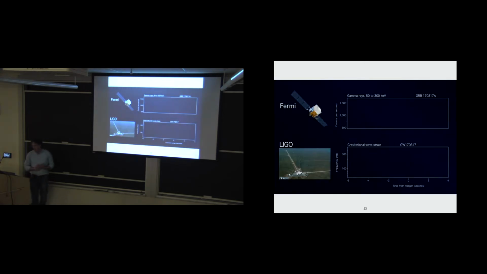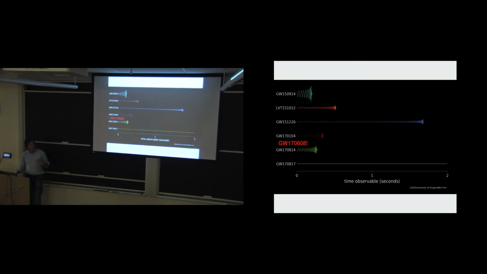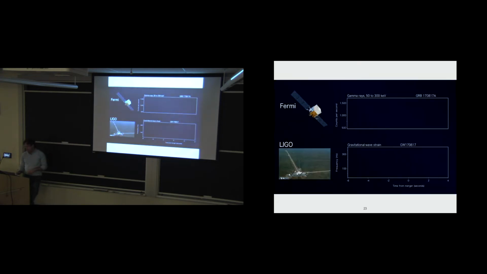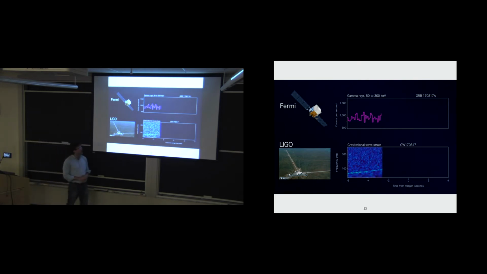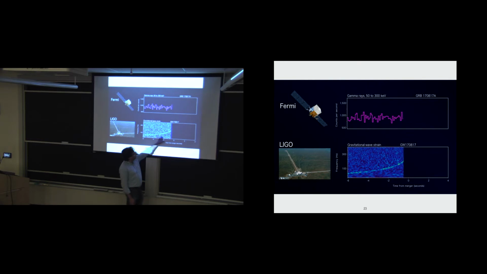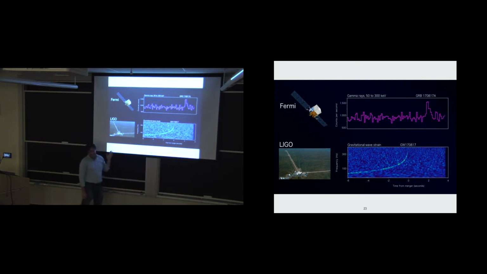Now I'd like to talk a little bit about the binary neutron star before I come back to the population of binary black holes. So here, this is the late stage of the binary neutron star. Strain, there's the merger. And that is what a gamma ray burst sounds like in the Fermi center.